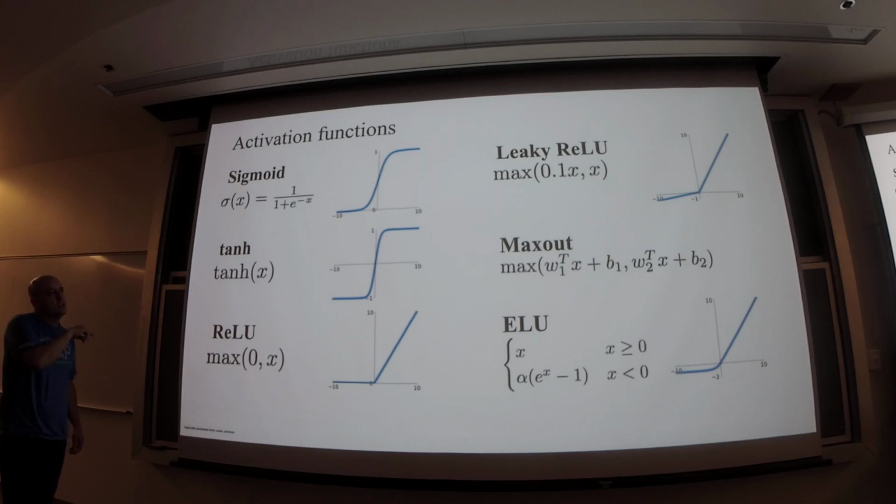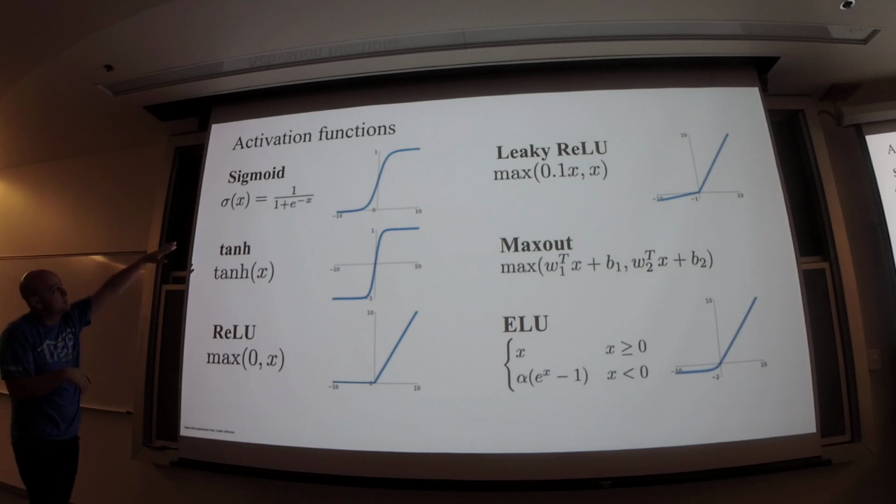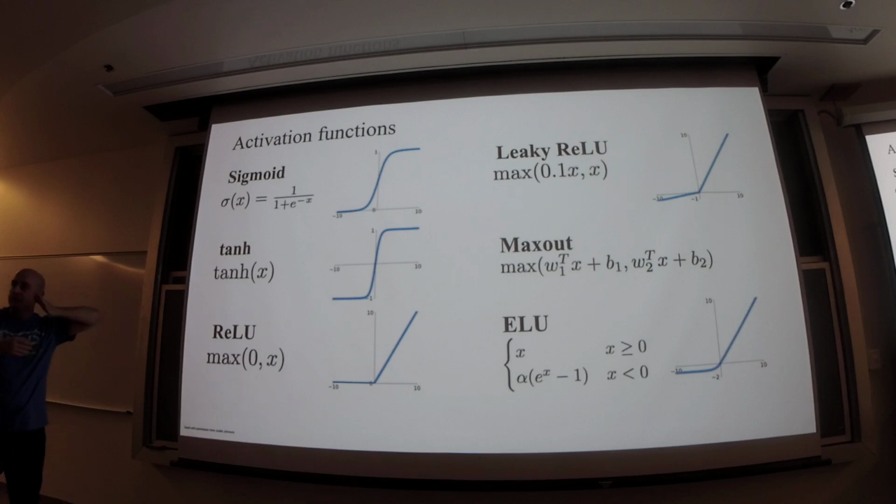And another important feature of it is that it's always increasing. So the derivative of this function, the sigmoid, is always positive, always increasing as you increase along the x-axis.